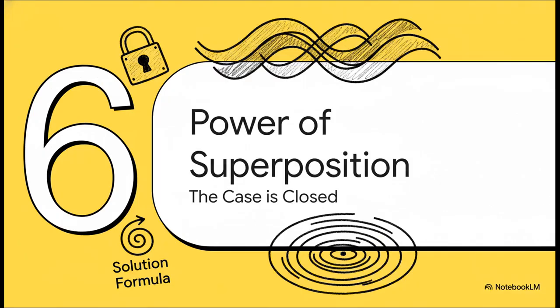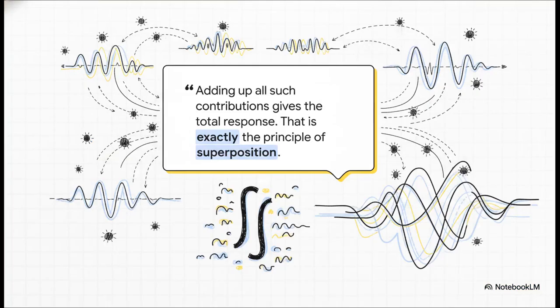So, we've found our solution formula, and we've constructed our Green's function. The case is officially closed. But what's the big, underlying physical idea that made this whole thing possible in the first place? You know, this quote from the source material just says it all. That big integral formula we found, it's not just a mathematical trick. It embodies a really deep physical principle: superposition.